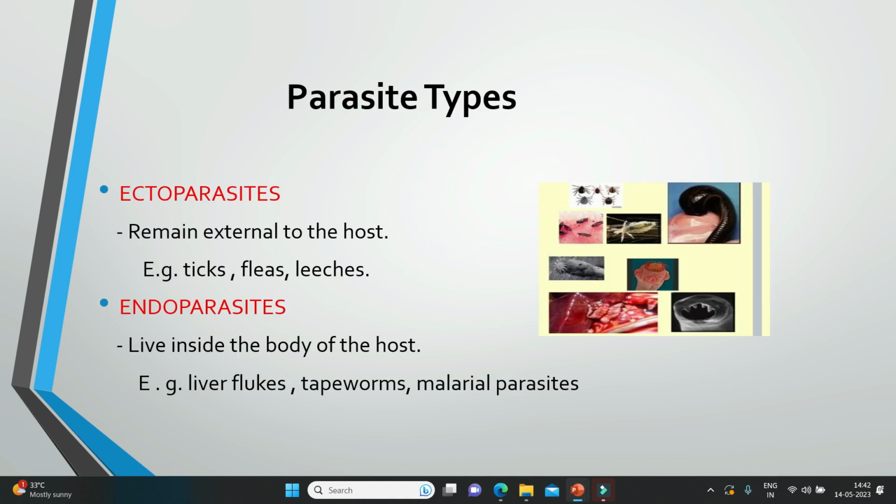There are two types of parasites, ectoparasites and endoparasites. Ectoparasites remain external to the host, outside the body, for example ticks, fleas, and leeches. And endoparasites live inside the body of the host, for example liver flukes, tapeworms, and malarial parasites.